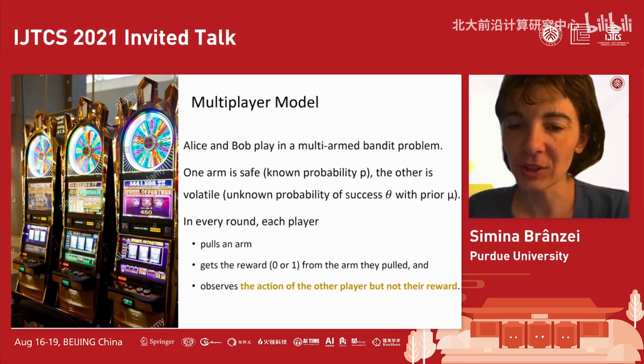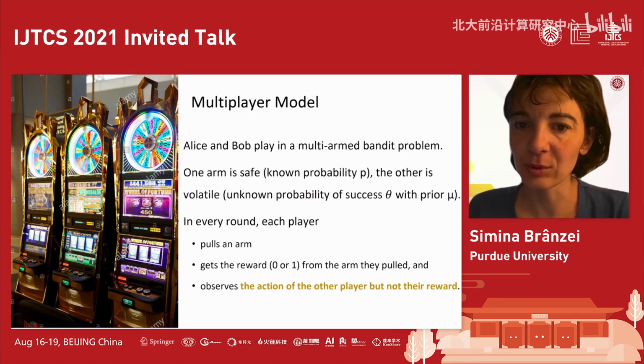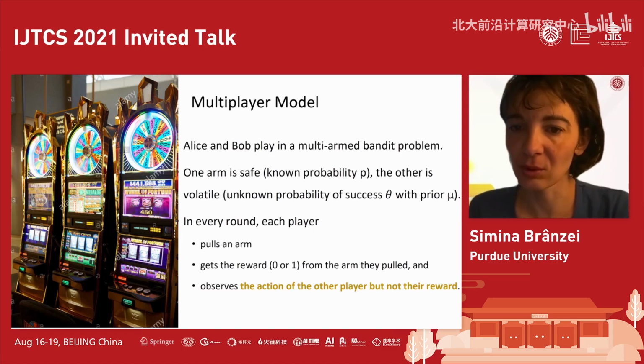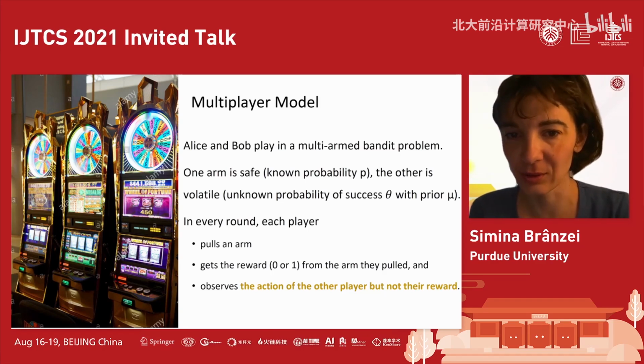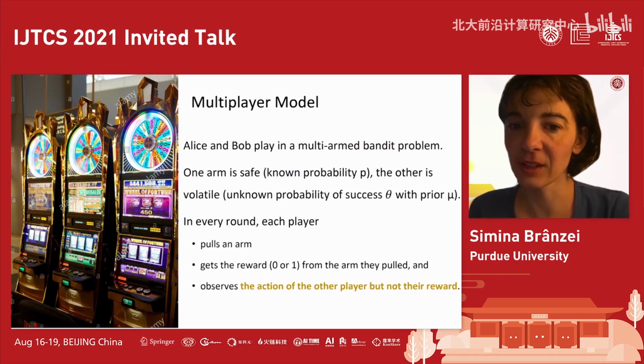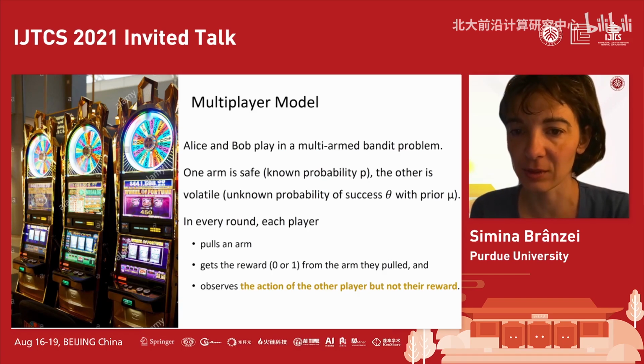So in this model, there will be two players, Alice and Bob, that play in a multi-arm bandit problem. One arm is safe, which means that it has a known probability of success P. So when you pull the arm, you either get a success or failure, which we will model with a 1 or a 0. So it's a Bernoulli bandit. The other arm is volatile, which means it has an unknown probability of success theta with a prior mu, and the prior mu is known.